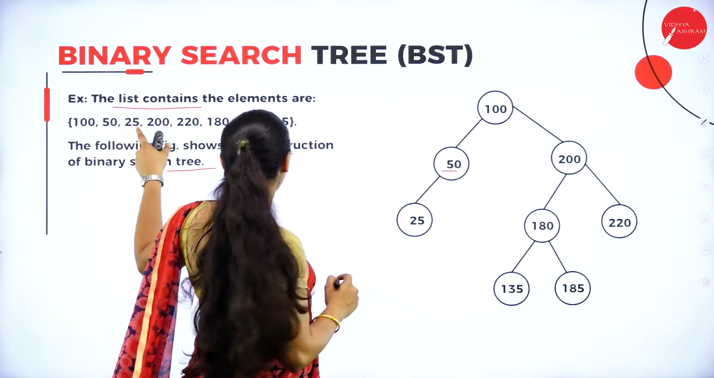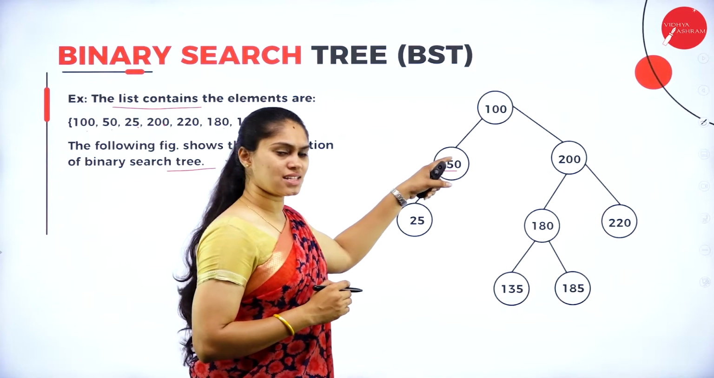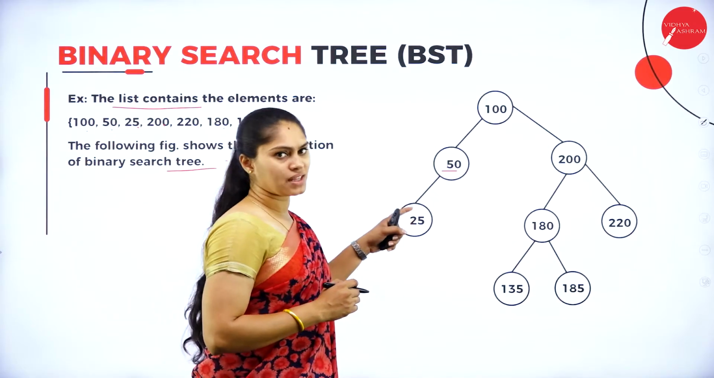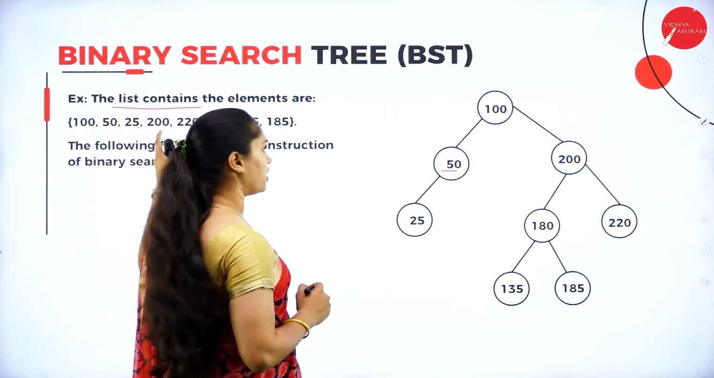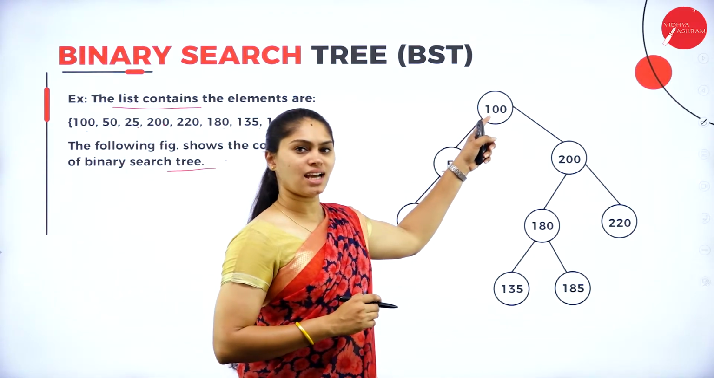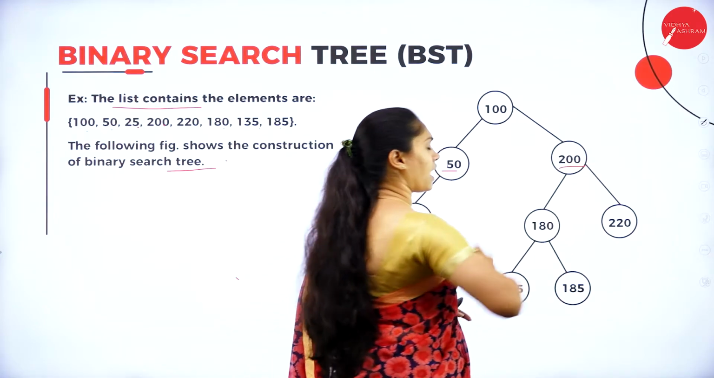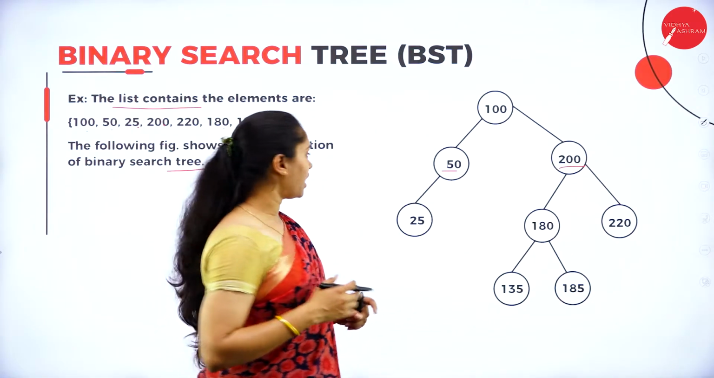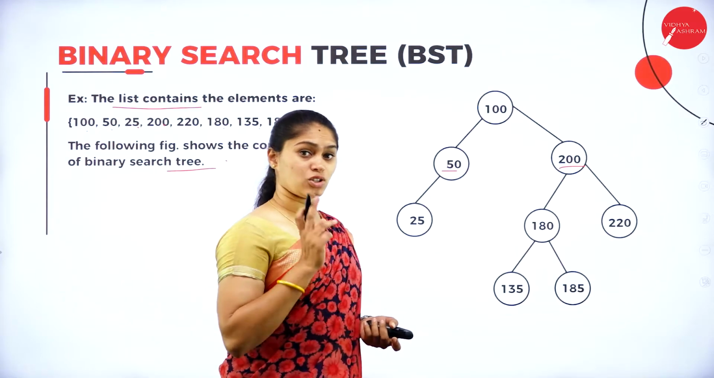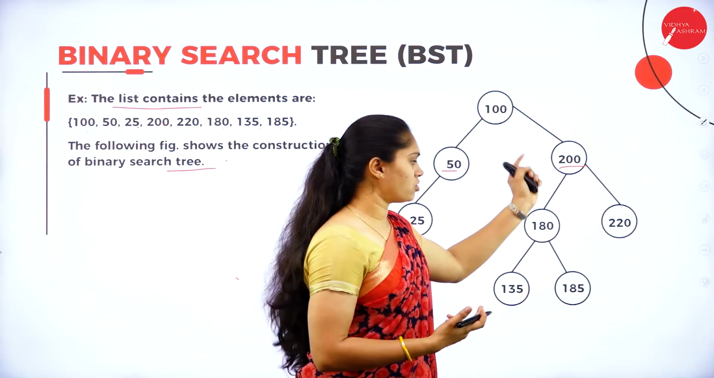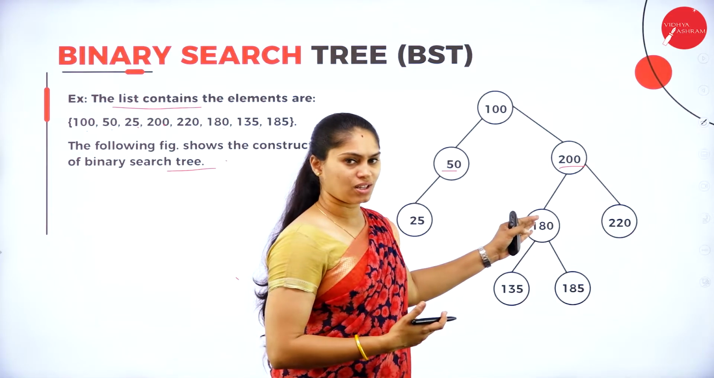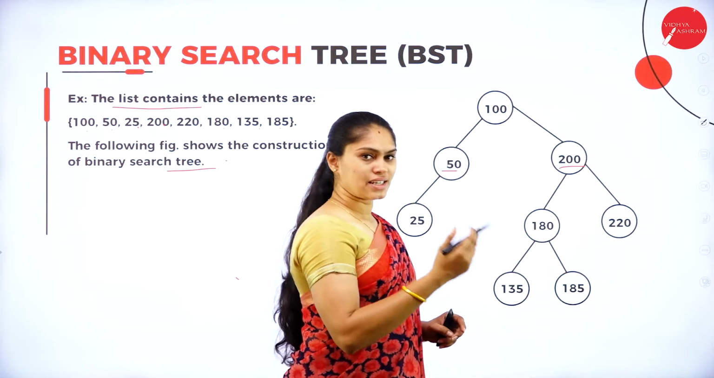Next I have 25. 25 is lesser than this 50, so I will keep it to the left of this 50 node. Next we have 200. 200 is greater than this 100, so it will come to the right subtree. Next, what is the element? 220. 220 is greater than this 200, so I need to keep this to the right side. I can't take it to the left side. So it will come to the right subtree.